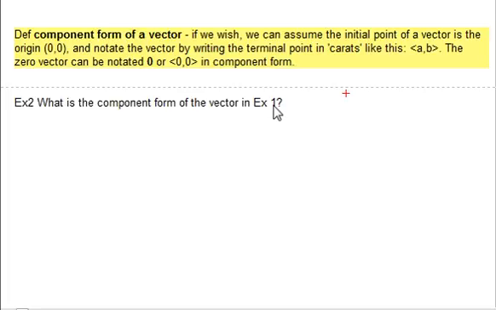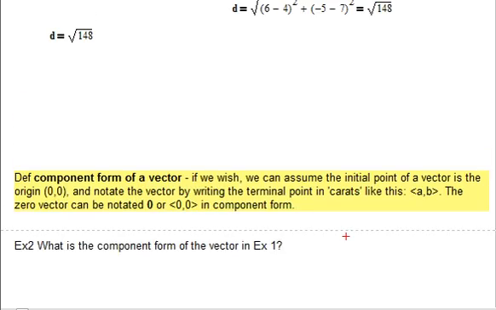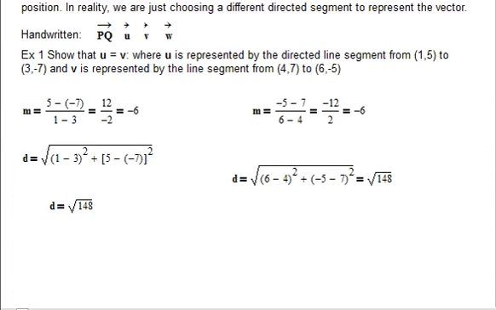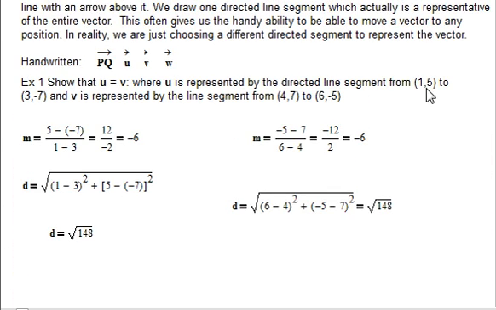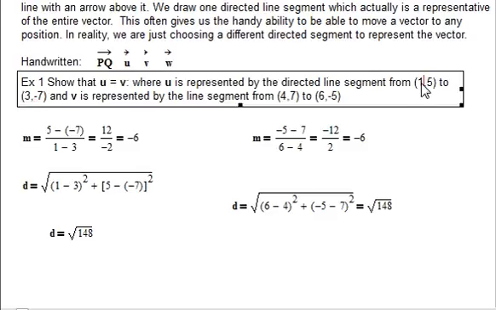And so what's the component form of our vector from exercise 1 or example 1? Let's see, component form of this vector. I guess it would be 3 minus 1 and negative 7 minus 5. Or we could have said it like this, 4 minus 6 over 7 minus negative 5.